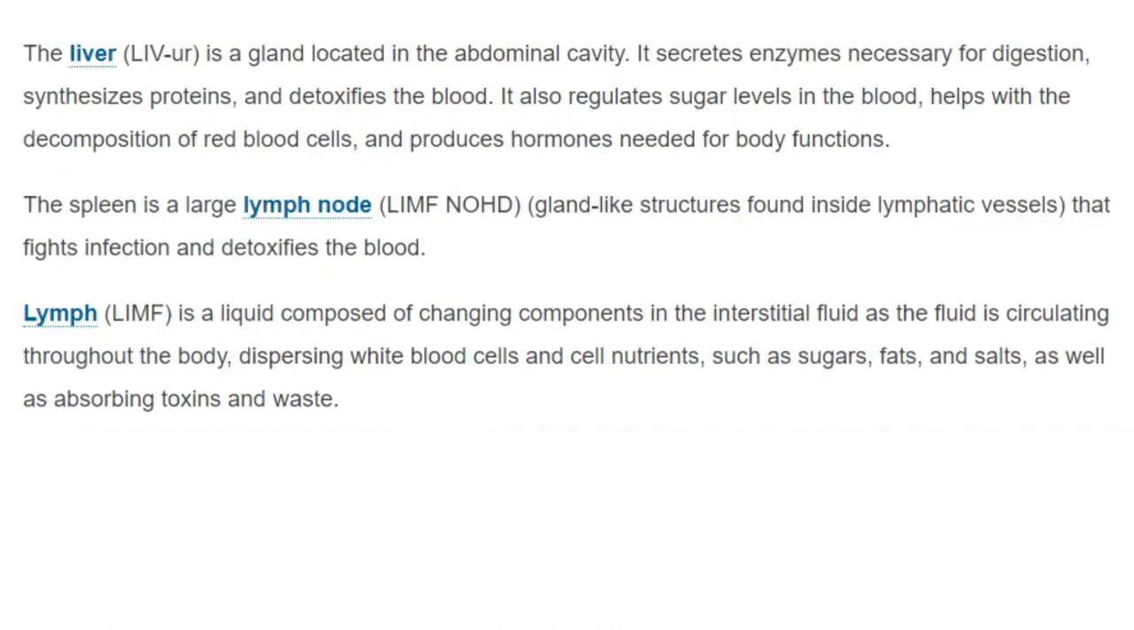The liver is a gland located in the abdominal cavity. It secretes enzymes necessary for digestion, synthesizes proteins, and detoxifies the blood. It also regulates sugar levels in the blood, helps with the decomposition of red blood cells, and produces hormones needed for body functions. The spleen is a large lymph node, a gland-like structure found inside lymphatic vessels, that fights infection and detoxifies the blood.